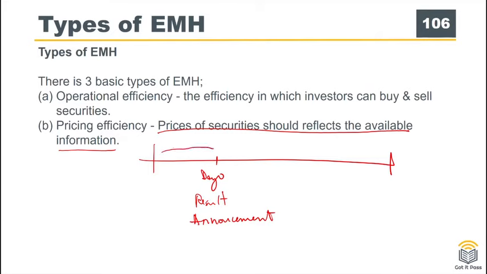And when the results announcement comes on day 0, it gives a surprise to the market. The financial results are exceptionally good. So the prices of securities will go up to reflect the information available in the market. Okay, here, that is pricing efficiency.